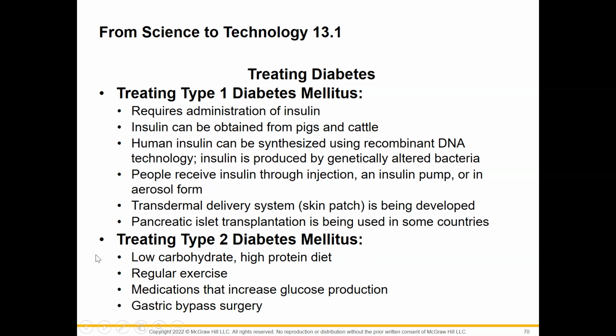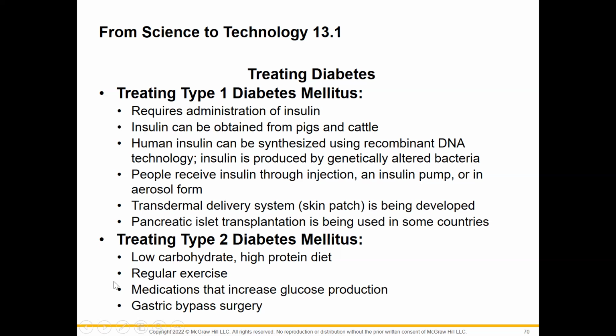So those are two ways that you can actually reduce the effects of type 2 diabetes, or even potentially reverse it. There are also medications that will, that's weird, increase glucose production. I'm assuming that meant increase insulin production. But anyway, there are medications that diabetics take to help maintain adequate glucose levels. And then gastric bypass surgery.